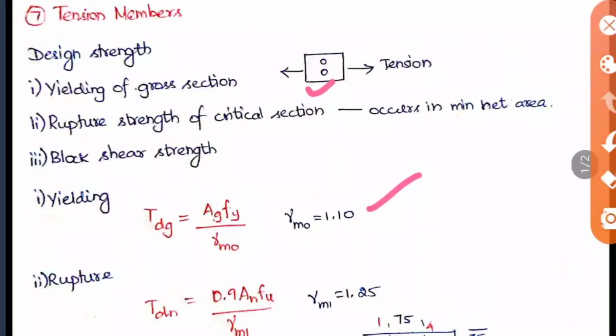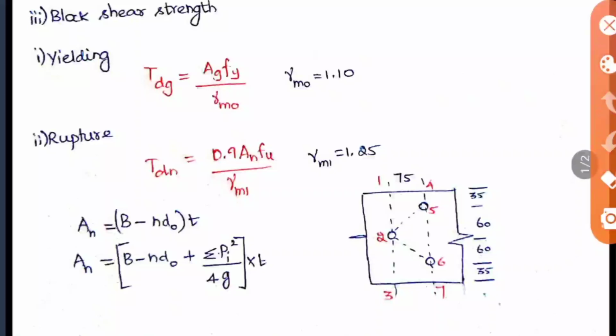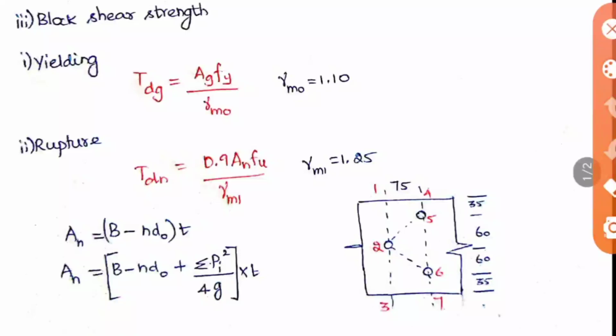So this strength we are going to calculate now. The formula is 0.9 An Fu by gamma m1. The factor of safety value here is 1.25, An is the net area, and Fu is the ultimate stress value. Here for Fu you should substitute 410 Newton per mm square. Generally we will be taking that grade of steel, so Fu, the ultimate value, will be 410 here. Whereas for Fy you should take 250 Newton per mm square, because that steel only will be used.